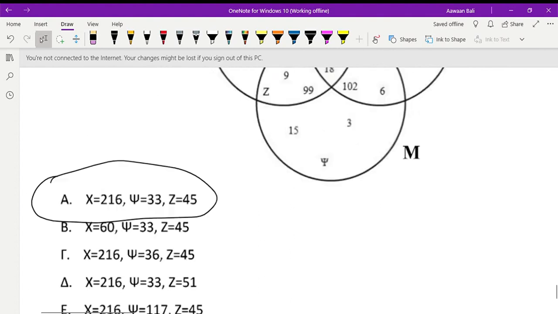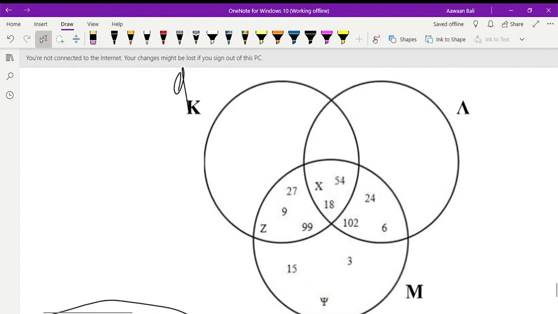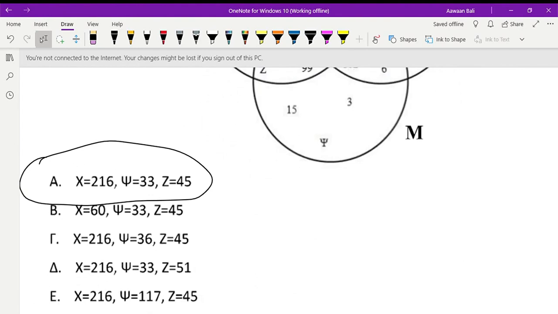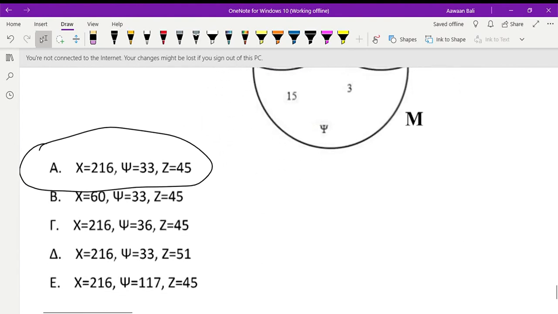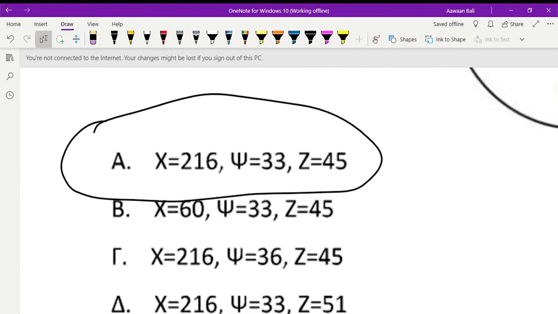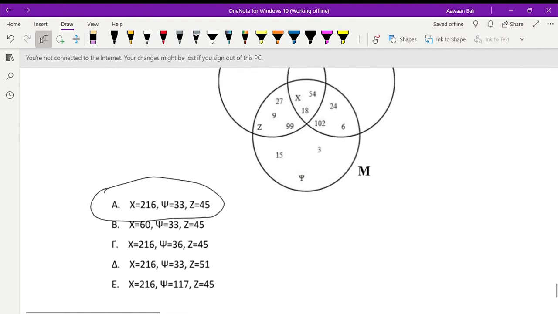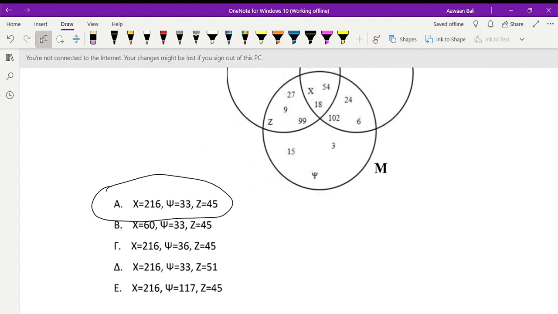Now, for z, that's a multiple of 9 and a multiple of 3. When you look at all of them, we know 51 is not a multiple of 9 and the rest of the options are 45. Therefore, the answer is 45. The only one which lines up with all 3 answers here is alpha. Therefore, alpha is the answer where x is 216, c is 33, and z is 45.